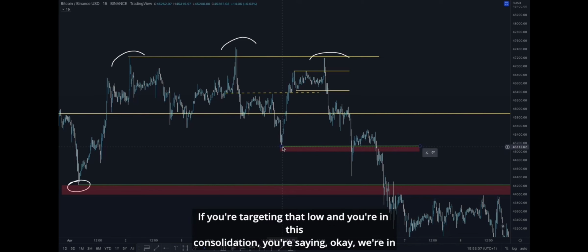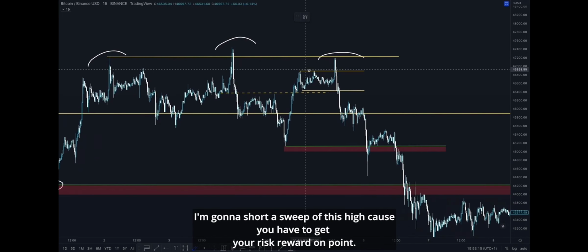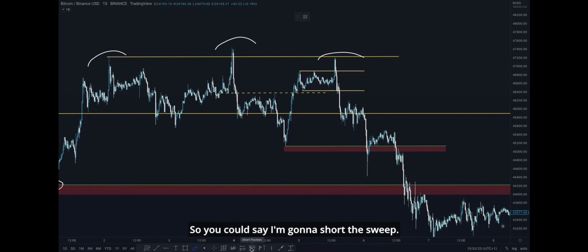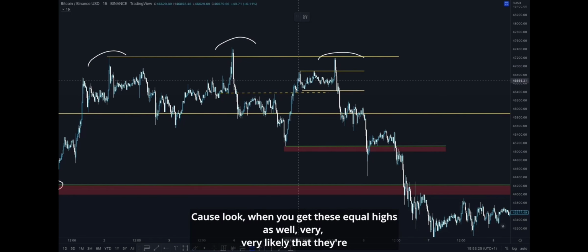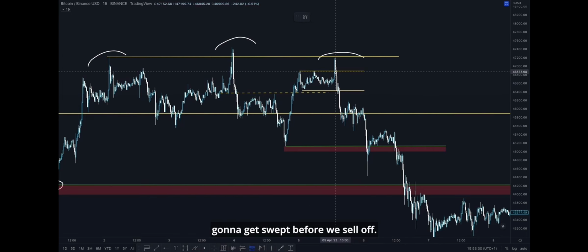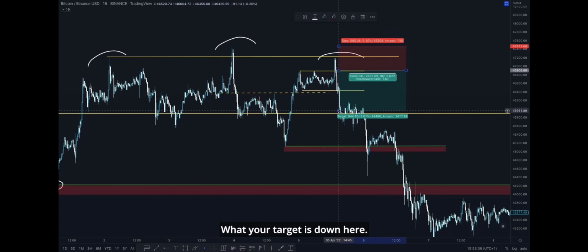If you're targeting that low, and you're in this consolidation, you're saying, okay, we're in the process of putting in the right shoulder. I'm going to short a sweep of this high, because you have to get your risk reward on point. So you could say, I'm going to short the sweep. So you're going to put one order just above these two highs. Because look, when you get these equal highs as well, very, very likely that they're going to get swept before we sell off. You put it above the equal highs. So you put it there. Same area for your stop loss. But your target is down here.